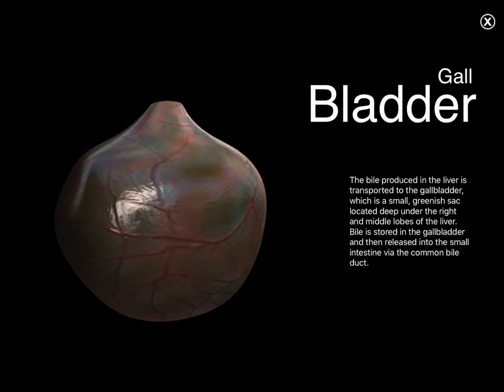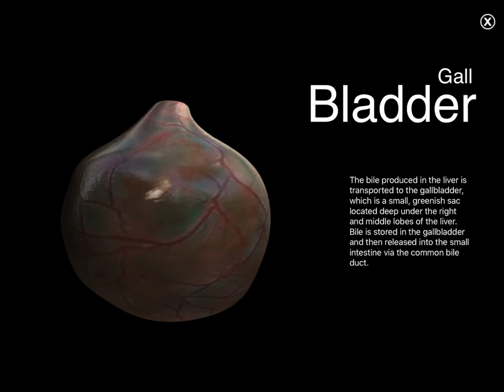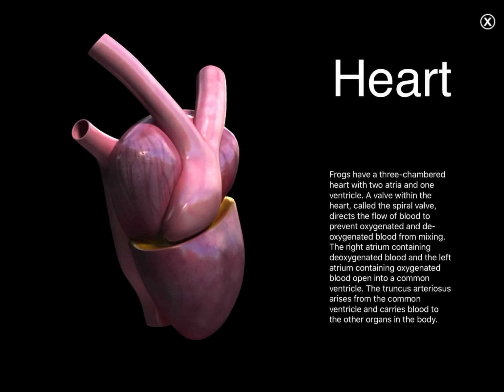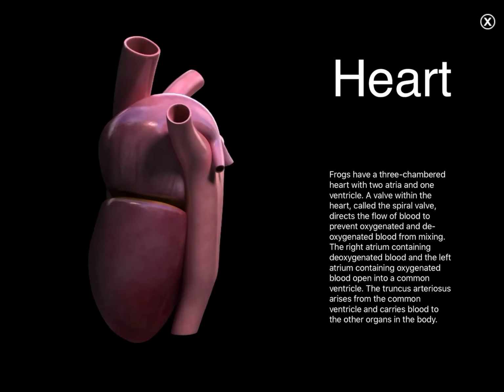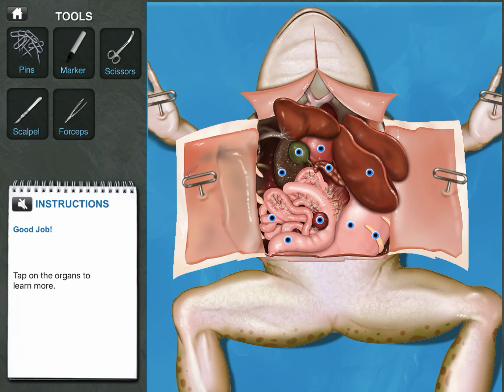That is a gallbladder. It's kind of like a sac that's used to hold bile, which is a digestive juice. To the right of the gallbladder is its heart. Check it out. Kind of looks like our heart. Of course, the heart is used to pump blood throughout the frog's body.